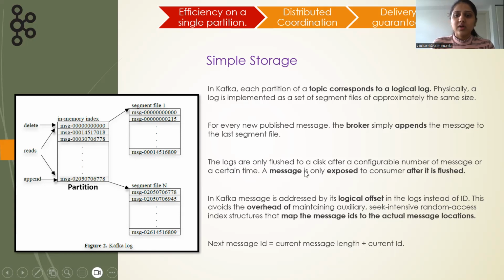Kafka stores the log ID as a logical offset of the log in the file instead of an actual message ID, because this reduces the overhead of mapping the message ID to the actual physical location. So suppose this is the offset we are consuming now. How is the offset, or message ID, of the next message calculated? It is calculated using the current message length and the current ID which we are consuming from.